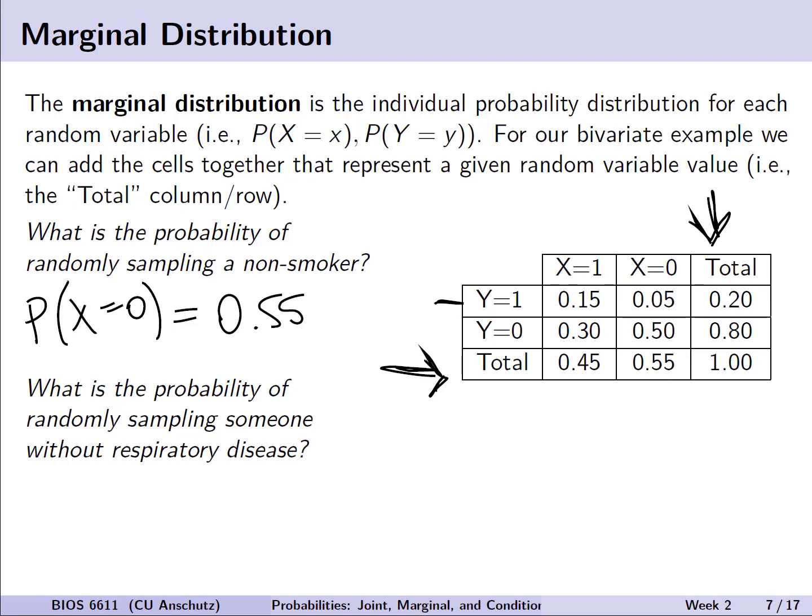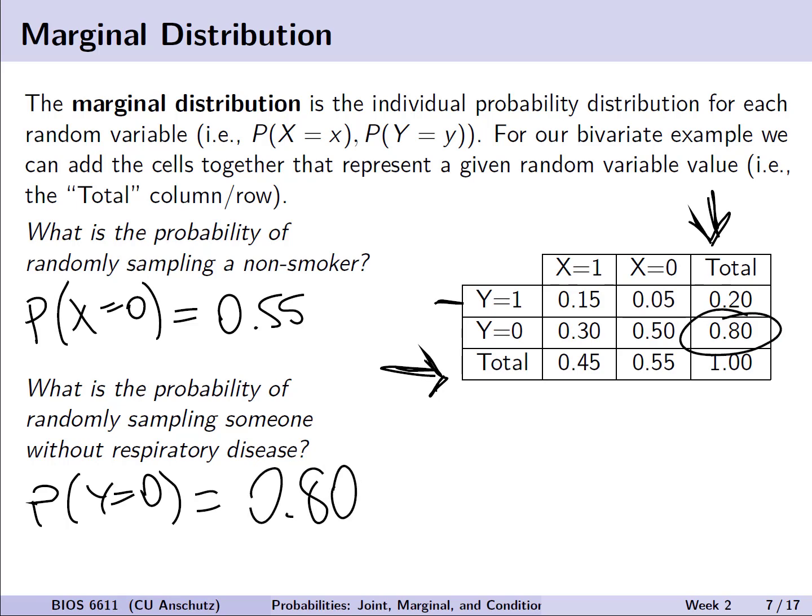Likewise, we can do the similar approach for the question of what's the probability of randomly sampling someone without respiratory disease. And so here we would say probability that y equals 0. And then we can go over to our table here, see it equals 0.8, and write that down for our answer here in our probability notation.